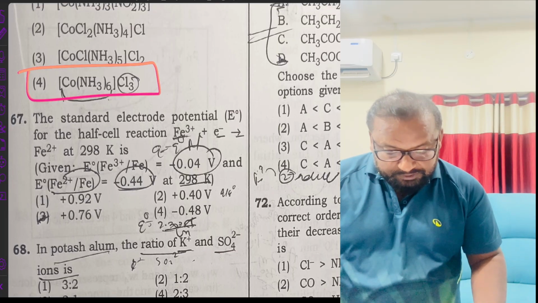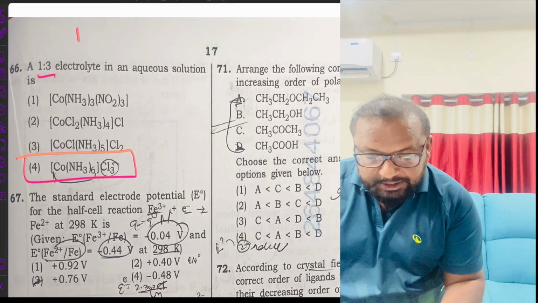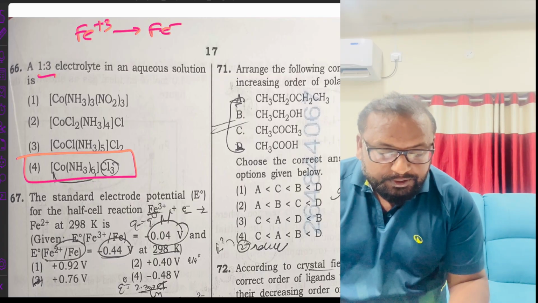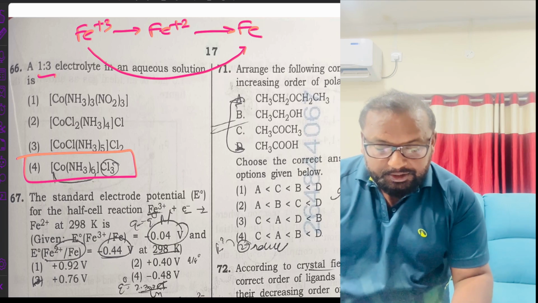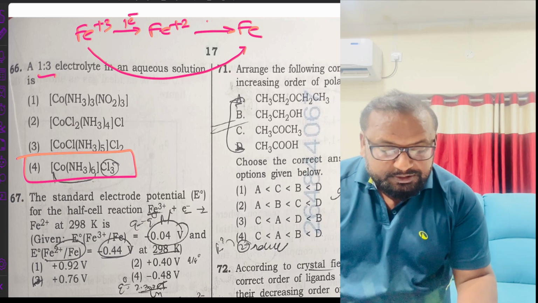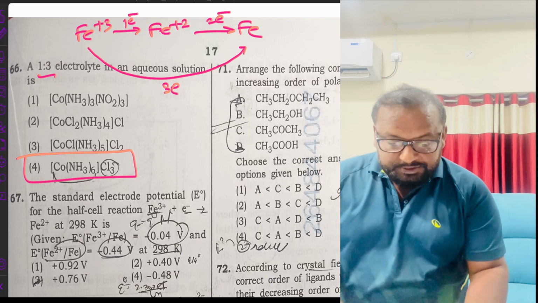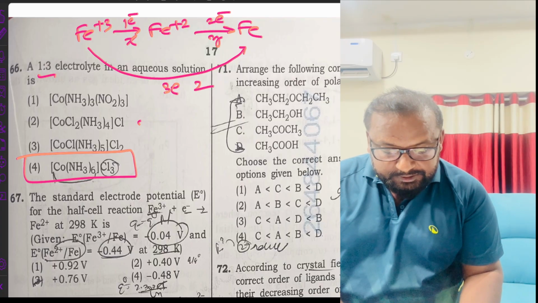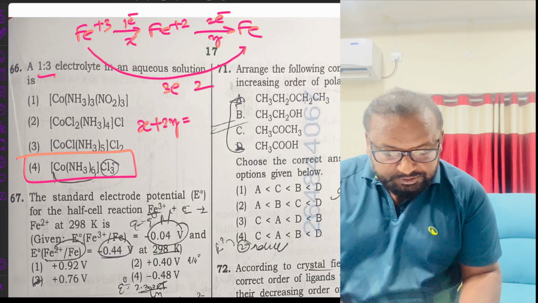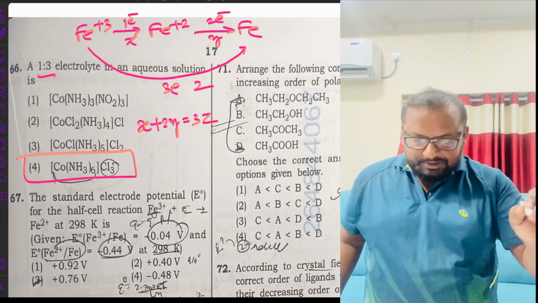So we can convert this one. I'll take some space somewhere. So we have Fe3+ goes to Fe2+, Fe2+ goes to Fe, and Fe3+ goes to Fe. Here 1 electron is required, here 2 electrons are required, here 3 electrons are required. So values are given to us. Let us say this is x, this is y, this is z. x plus 2y equals 3z. So we'll plug in the values and solve for it.